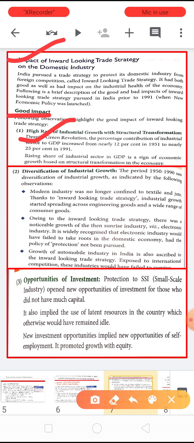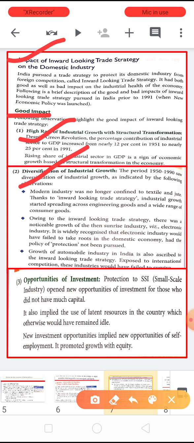With the green revolution, the percentage contribution of the industrial sector to GDP increased from nearly 12% in 1951 to nearly 25% in 1991. So with a substantial rise in the share of the industrial sector in GDP, it is a sign of economic growth which is based on structural transformation in the economy.